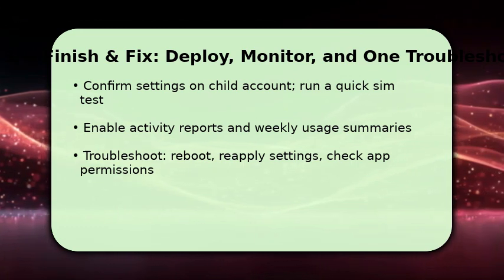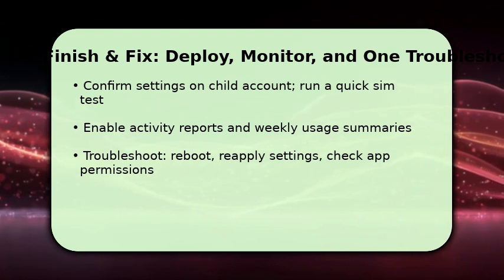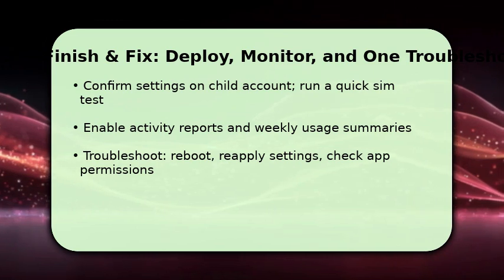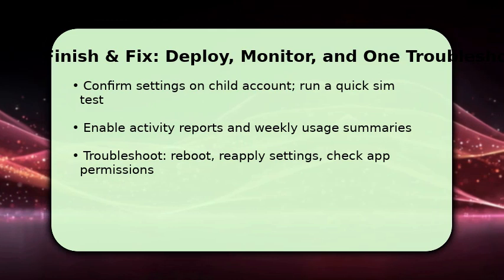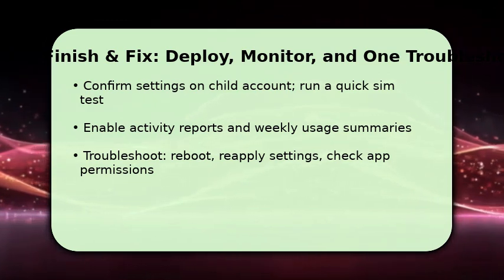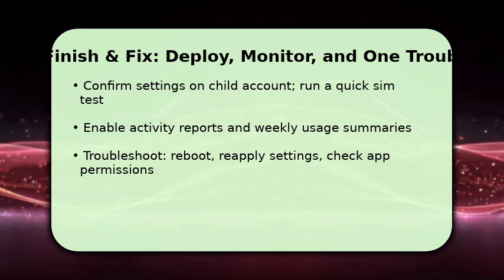Turn on activity reports and weekly summaries in the app to watch behavior and adjust limits over time. If something fails, reboot the headset and companion app, reapply the parental settings, and check app-level permissions. If problems persist, reset the PIN and update firmware, because outdated software often breaks enforcement.